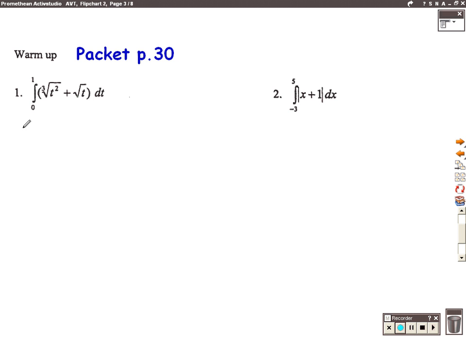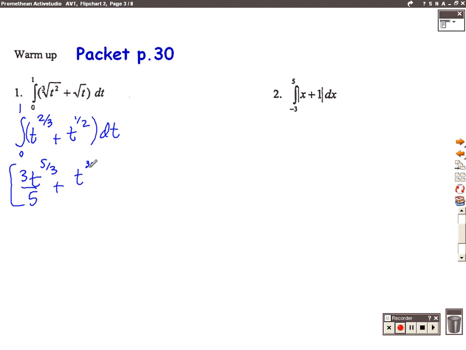I'm going to find the definite integral by doing a rewrite, and I'm going to rewrite this as t to the 2/3 power plus t to the 1/2 power dt. I'm going to integrate term by term, and so I get t to the 5/3 multiplied by 3/5 plus t to the 3/2 multiplied by 2/3 from 0 to 1.